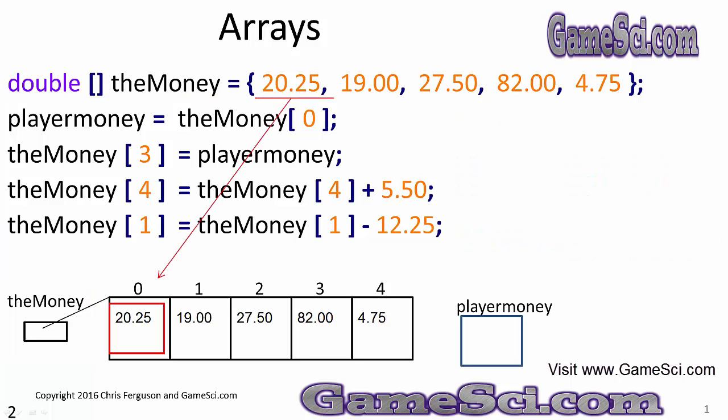Now, where did the numbers come from? Well, this is called an initialization list. When you set it equal to something in curly braces, you give it a list of items that you want to store in the array. First amongst this list of items is the number 20.25, and you can see it goes at position or index 0 of the array. The next item in this list, 19.0, goes in position 1 of the array.